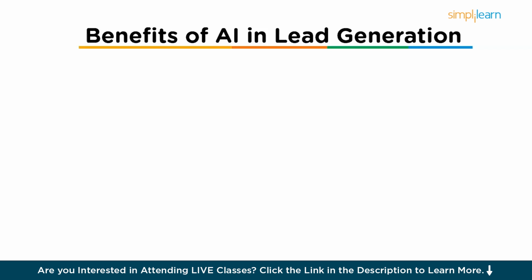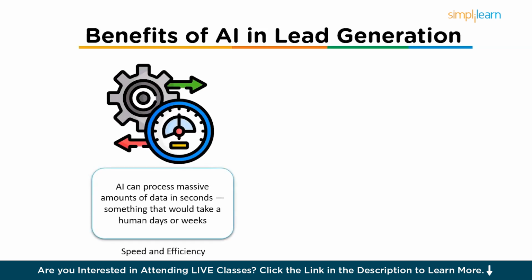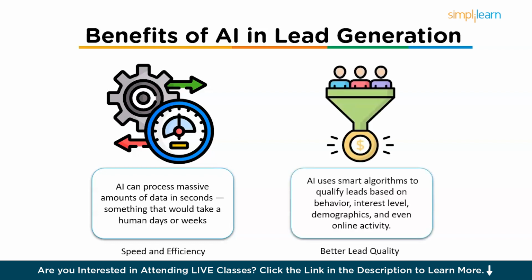Now that we know what AI lead generation is, let's talk about why it's making a huge impact. Here are some simple but powerful benefits. The first one is speed and efficiency. AI can process massive amounts of data in seconds, something that would take a human days or weeks. This means you can find and qualify leads faster, shortening your sales cycle dramatically. For example, an AI tool can scan a database of 10,000 contacts overnight and flag the top 500 who are most likely to buy. Then moving on, the second point is better lead quality.